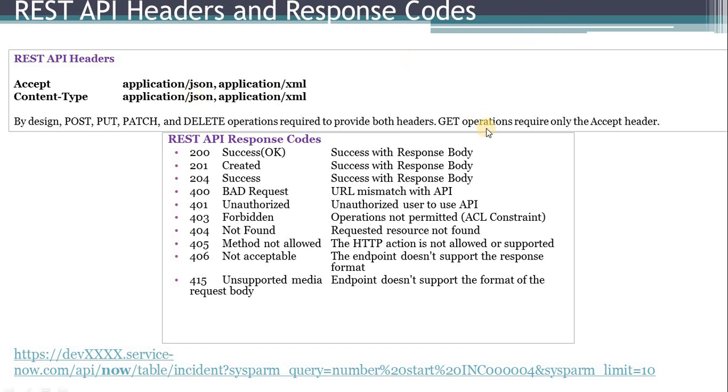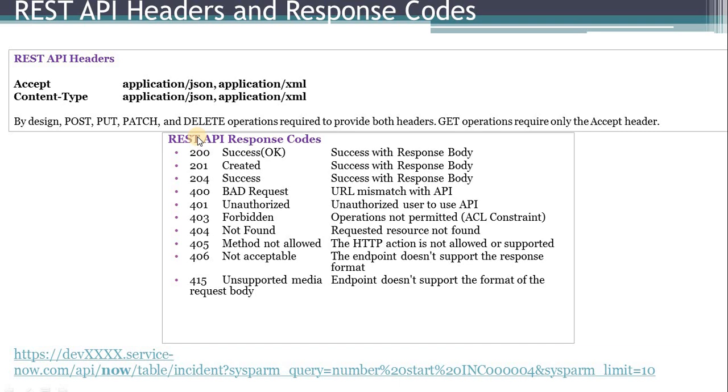Okay, so the GET command, that means the read command, only requires the accept header. It doesn't need the content-type header, whereas all the others require the content. You need the content to update it, right?